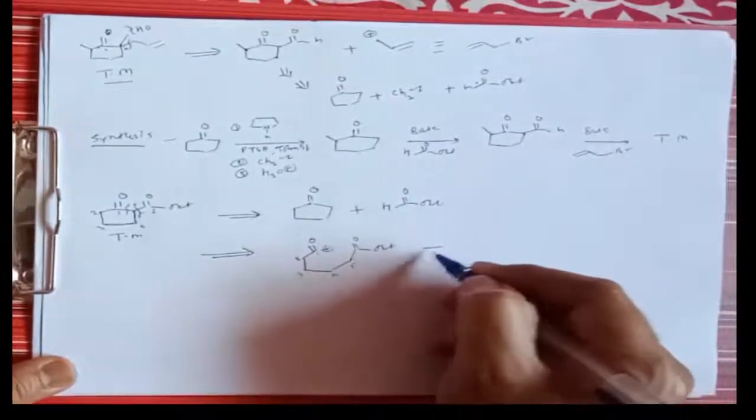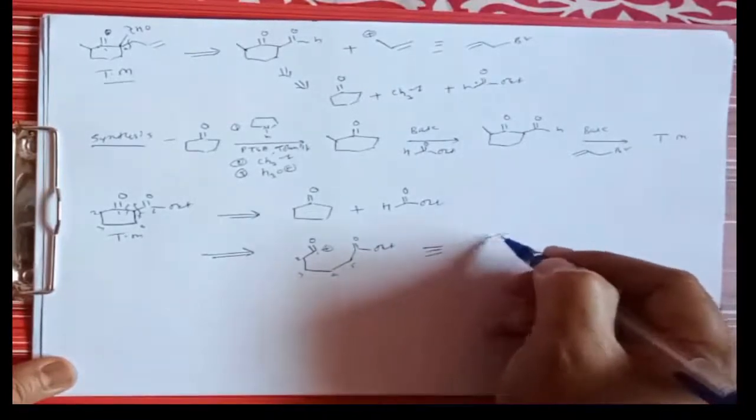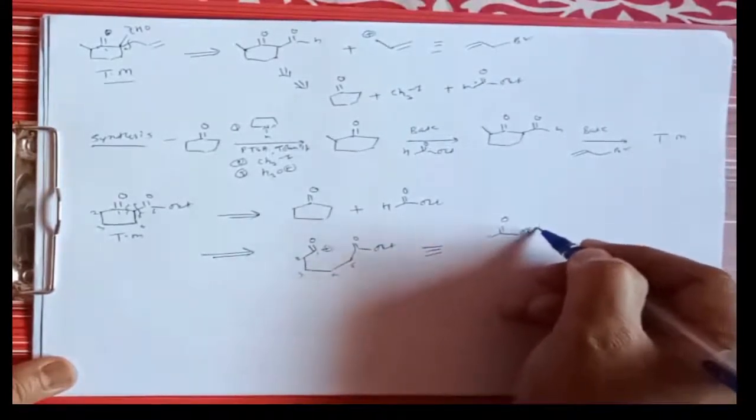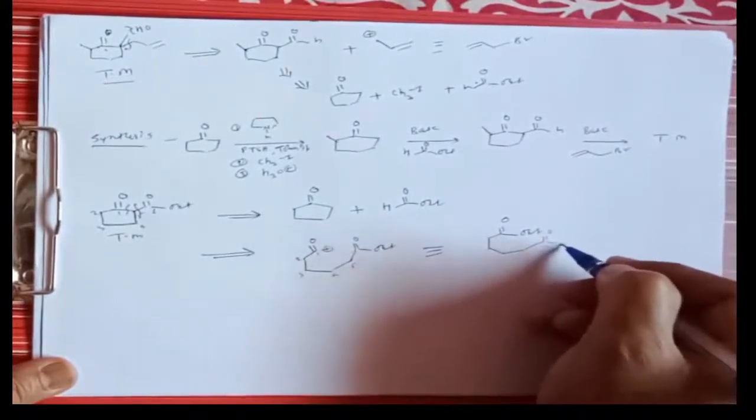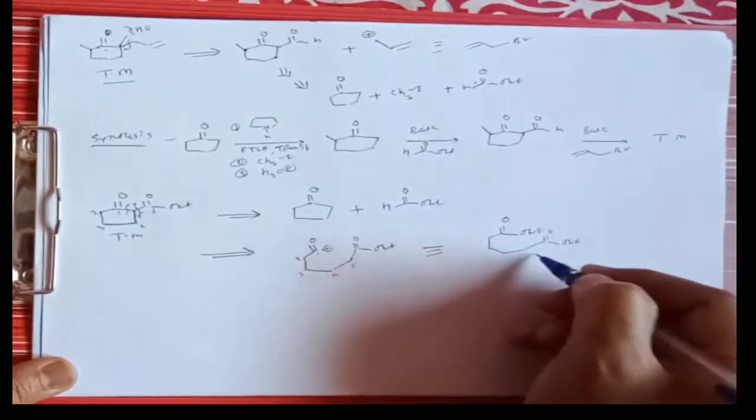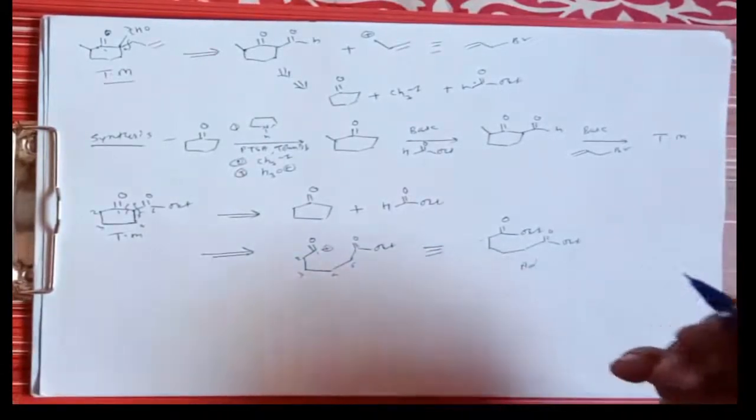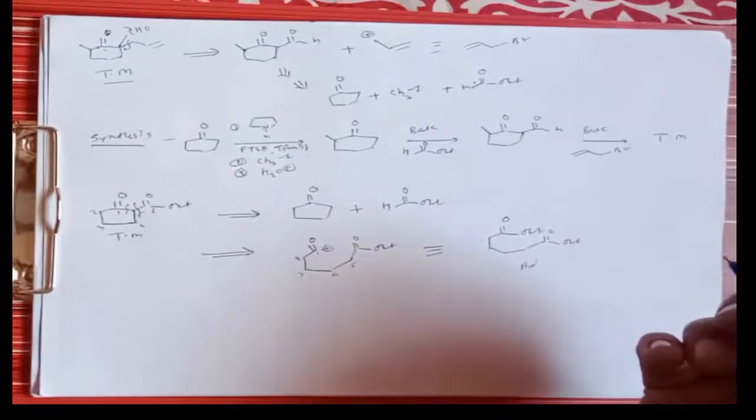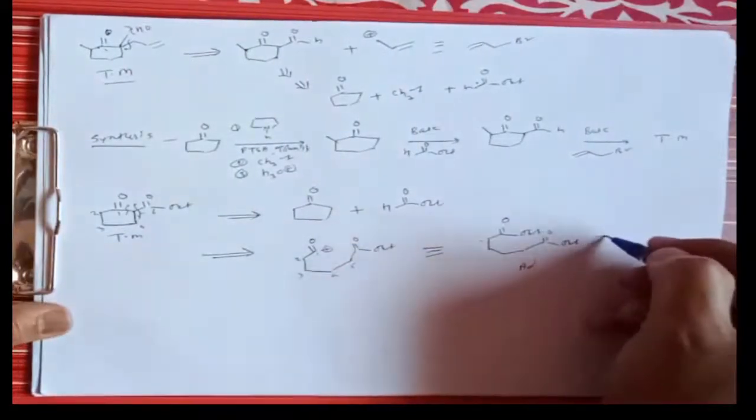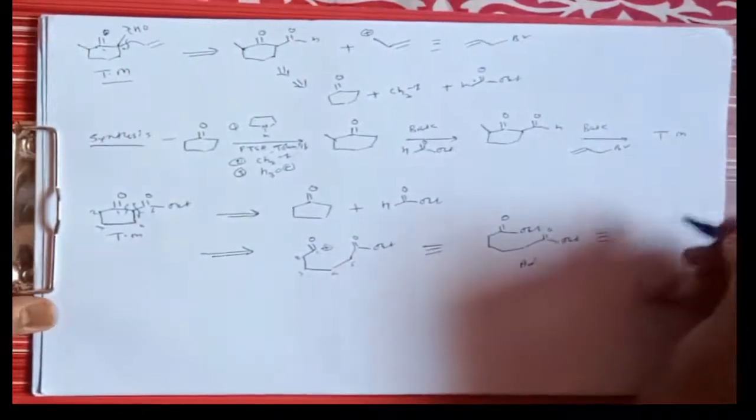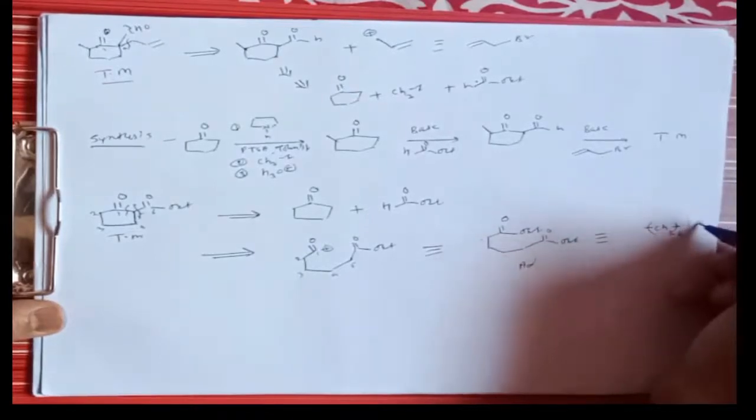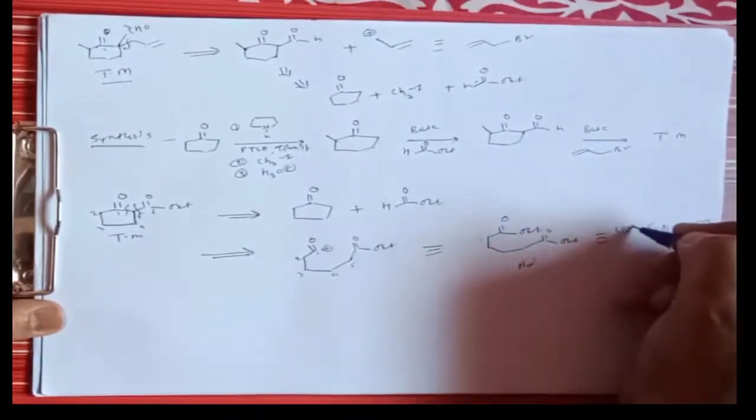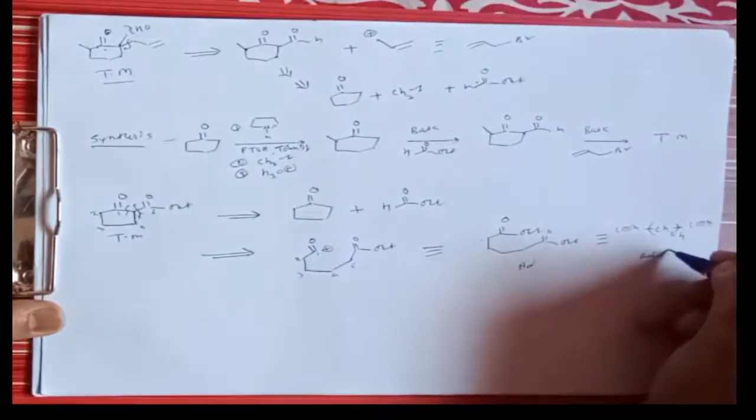Here is the positive charge, and the synthetic equivalent for this molecule is that we can take this as an ester. So 1, 2, 3, 4, 5, 6, this is called ethyl adipate. And then if we see this, here is a COOH and another COOH, it is called adipic acid. So this is adipic acid.